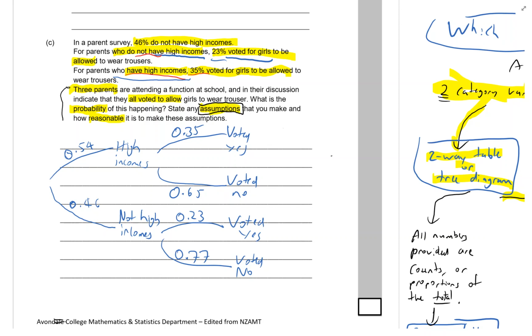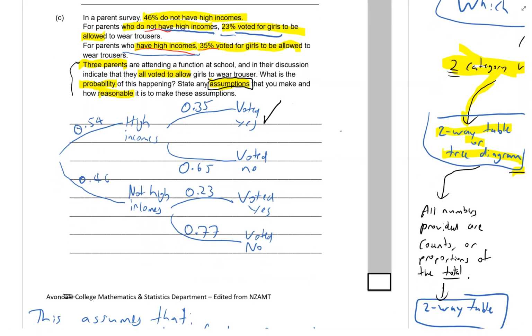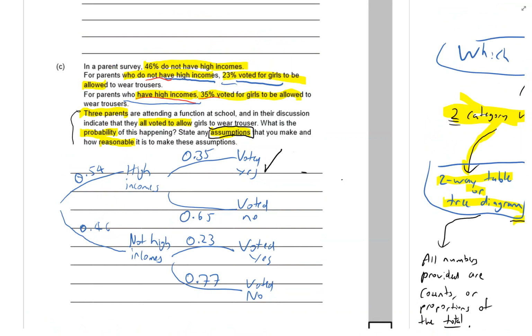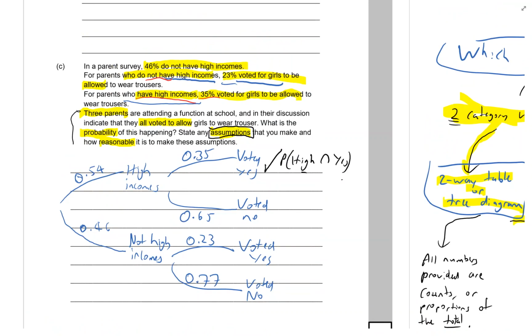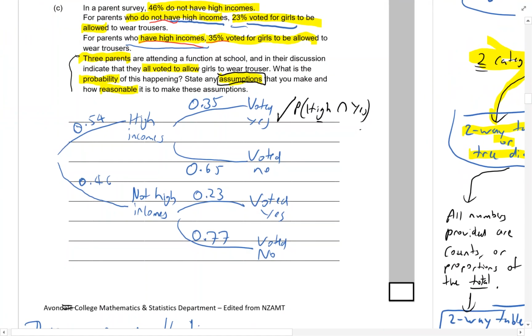Well, they're the parents that are high income and vote yes, and then the parents that are not high income and vote yes. So there's 2 ways that can happen. So let's start by working out the probability that a randomly chosen parent is high income and votes yes. And we would write it like this: high and yes. So how do we work that out?